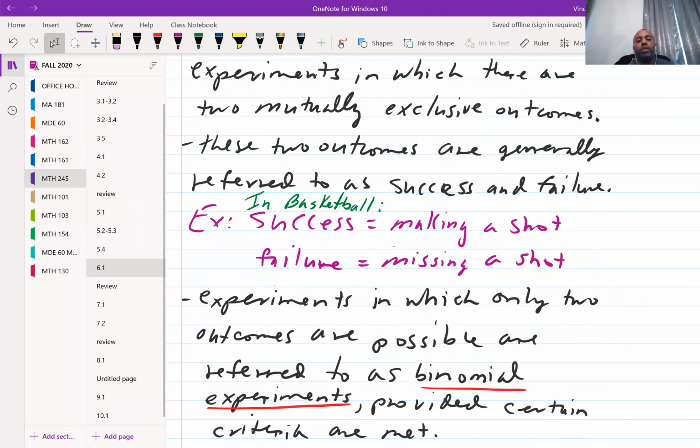The experiments in which only two outcomes are possible are referred to as binomial experiments, provided that certain criteria are met. Of course, we're going to talk about that criteria.